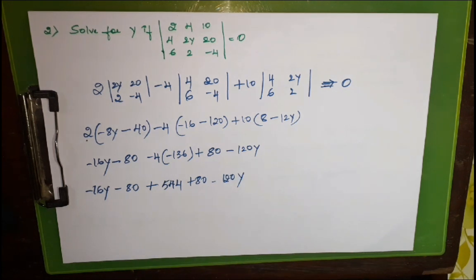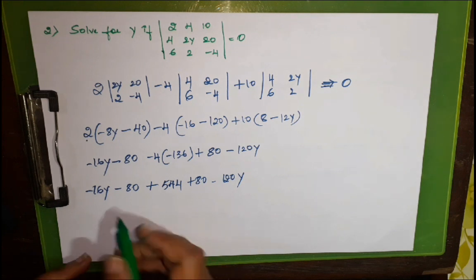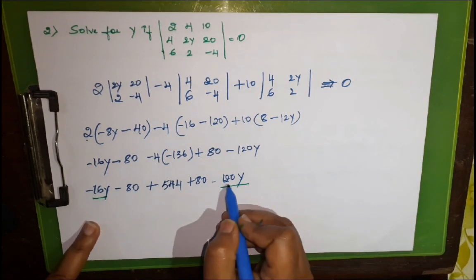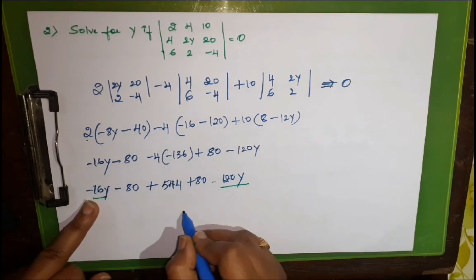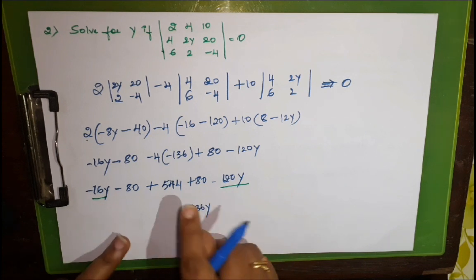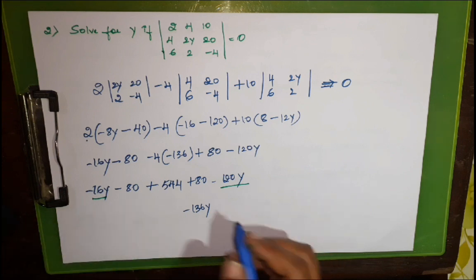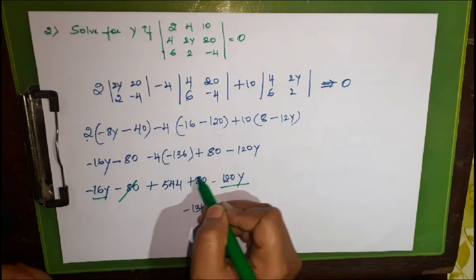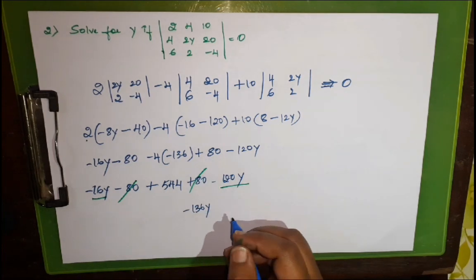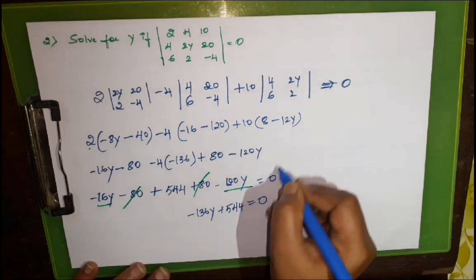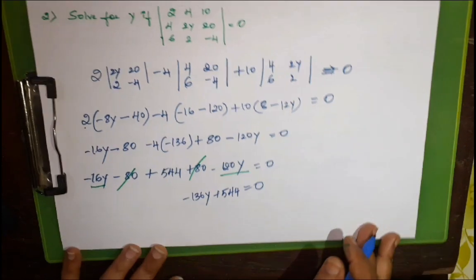Now what you have to do is add the numbers with the unknown values, that is minus 120y and minus 16y, it will become minus 136y. Then 544 plus 80 minus 80. Plus and minus 80 will get cancelled easily. The remaining number is 544, which is equal to 0. 0 will be here only.